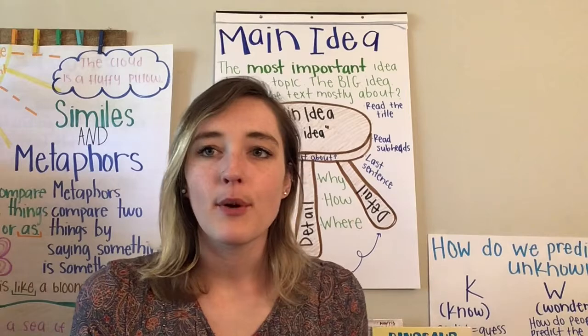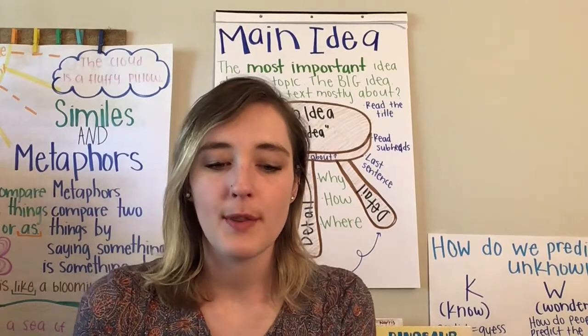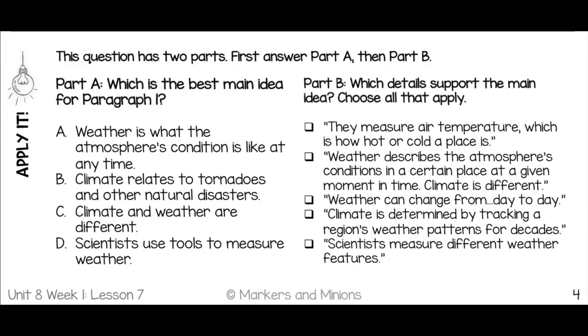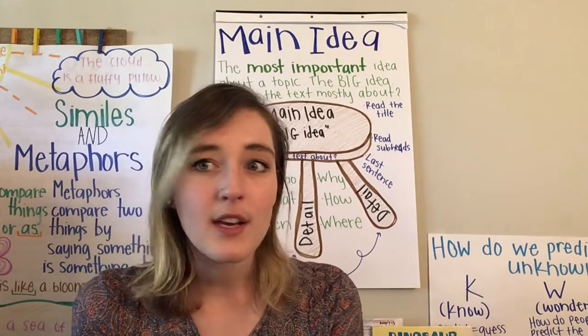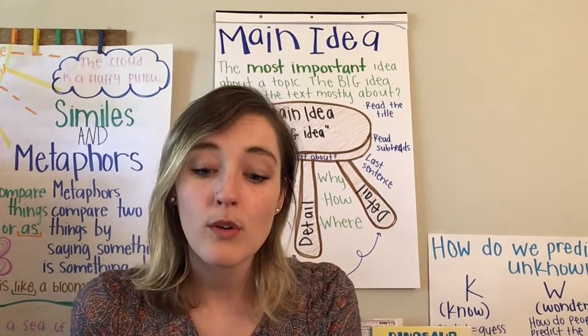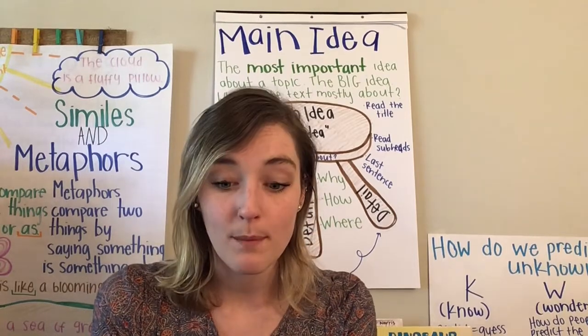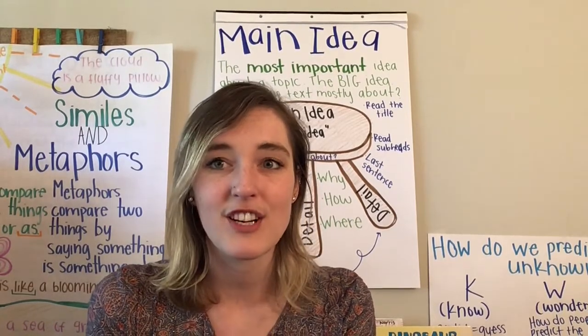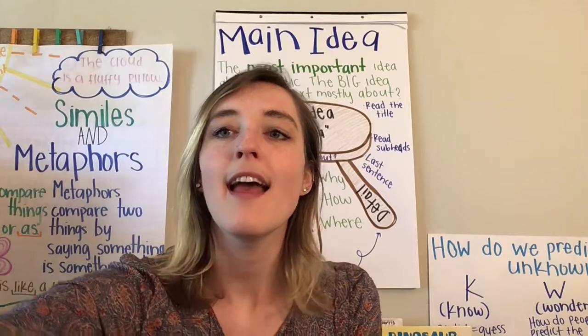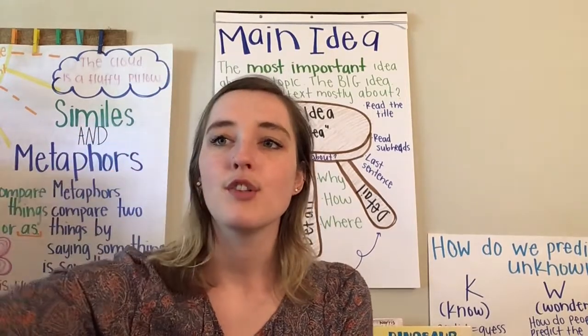Finally, on our graphic organizer, we are going to answer the question on the bottom. This question has 2 parts. First, answer part A, then part B. Part A, which is the best main idea for paragraph 1? So it's talking only about paragraph 1. Which details support the main idea? Choose all that apply. All that apply might mean 1, might mean 2, might mean 3, might mean 4, might mean 5. You have to figure it out. Go ahead and do that, and then log it onto your homeschool log.